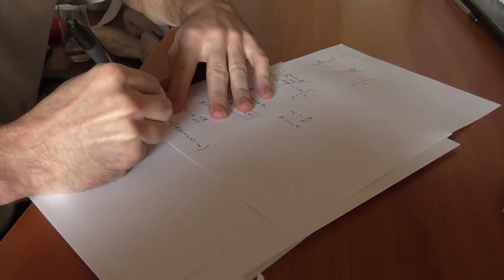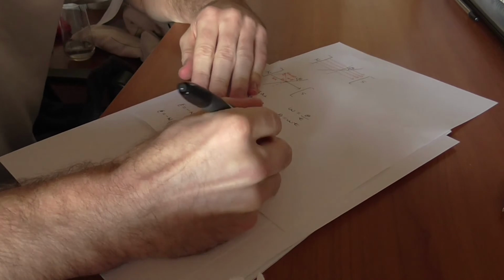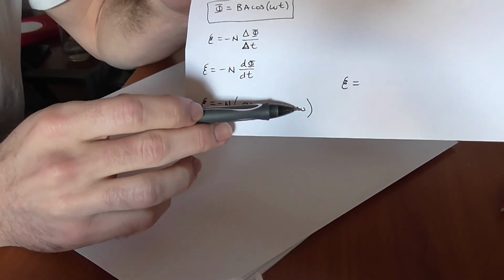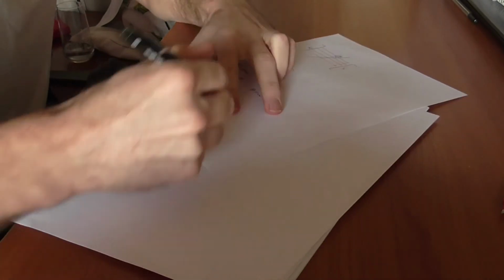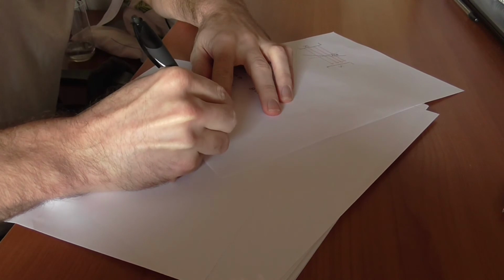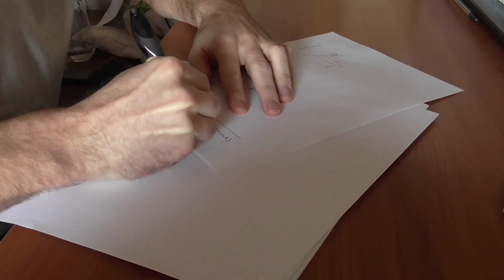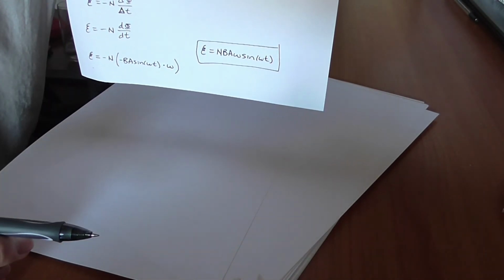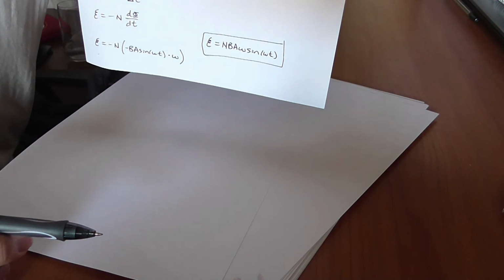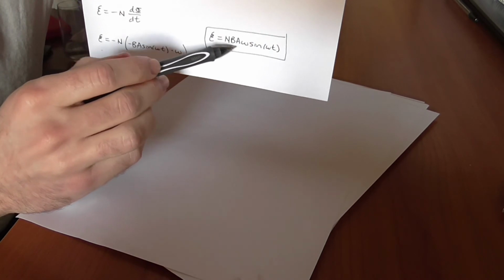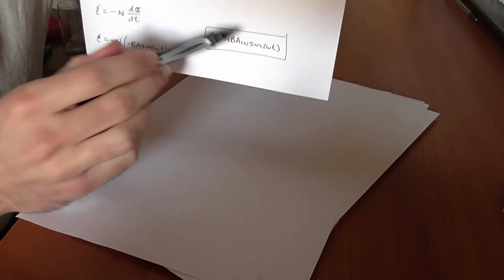And what we end up getting is we get the negatives cancel. So we get NBA, which is kind of interesting, times omega times sine omega t. And that's our equation. So NBA omega sine omega t, which explains why our EMF versus time graph is always drawn as a sine graph. There's a lot of interesting things that can be seen here. We can see that the amplitude of this sine graph is going to be given by NBA omega.